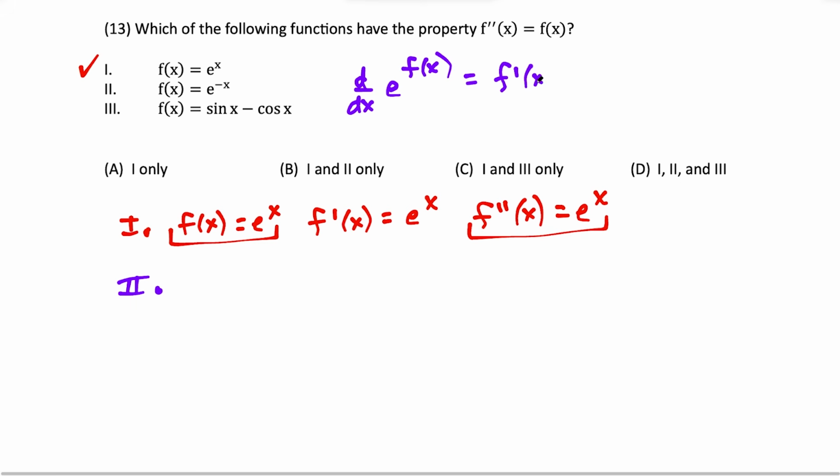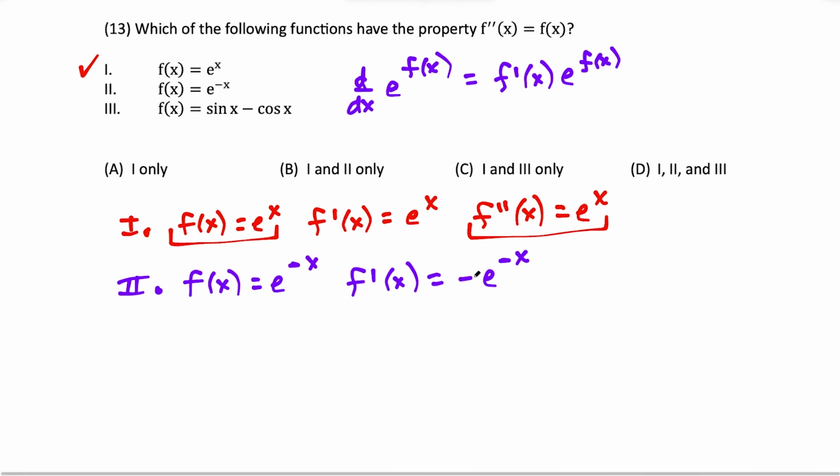f prime of x times e to the f of x. So in this case, we're starting off with f of x equals e to the minus x. For the first derivative, f prime, we're going to have e to the minus x, but then we're going to be multiplying by the derivative of the exponent, and the derivative of minus x is minus 1. So I'm just going to have a minus in front like this.